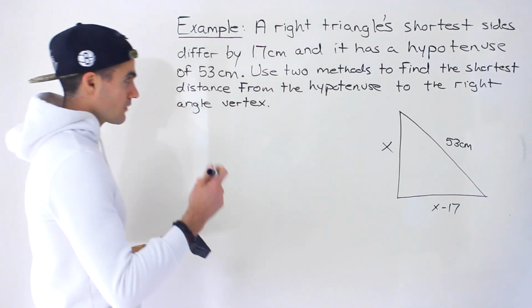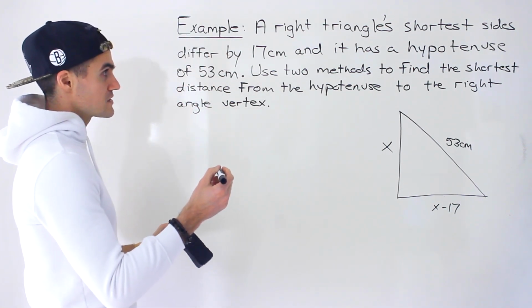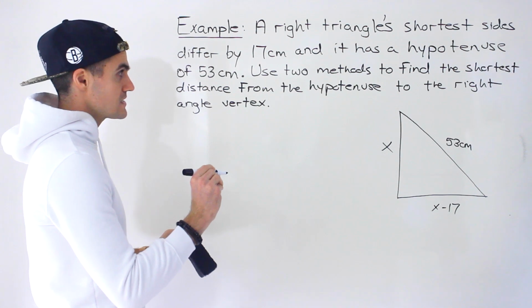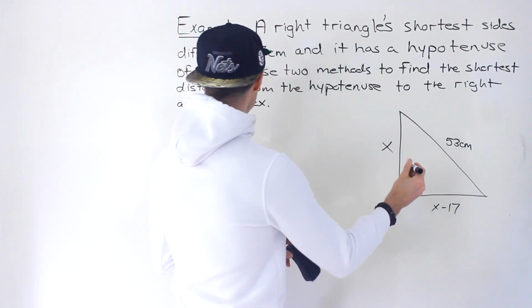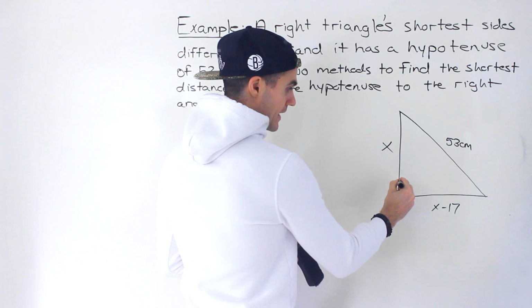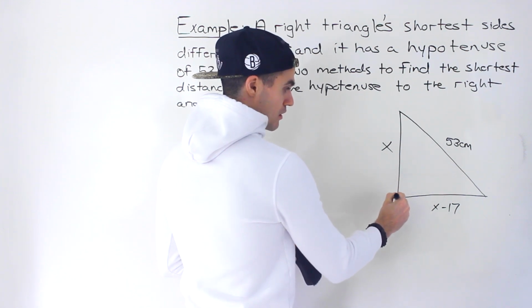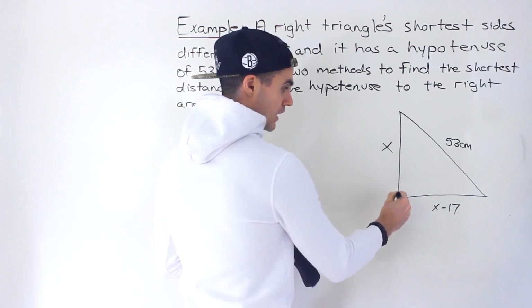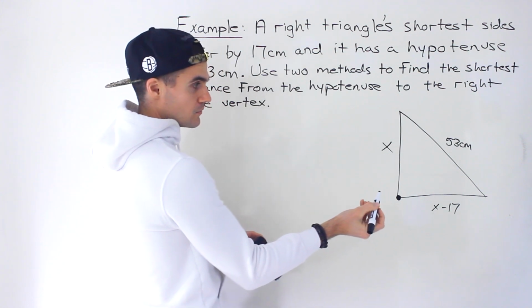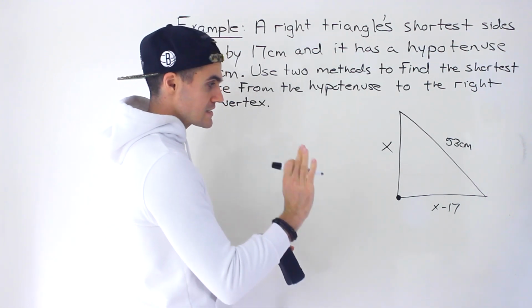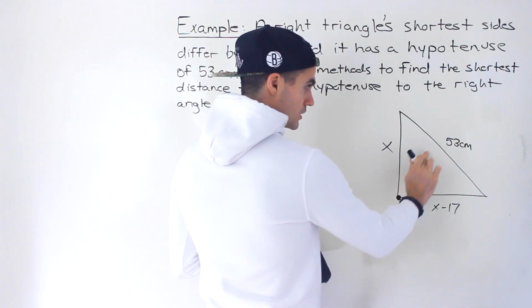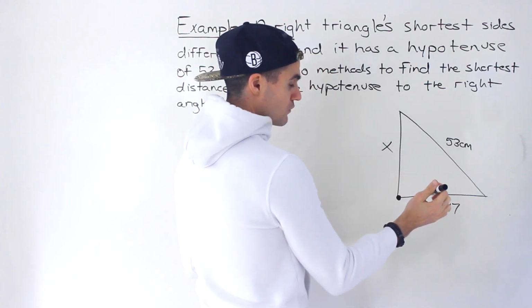Now, eventually what they're asking for is the shortest distance from the hypotenuse, which is this line here, to the right angle vertex. So the right angle we know happens here. This is the vertex of that right angle. And so what we have to do is find the shortest distance from this point to the hypotenuse. We have to do it in two different ways.